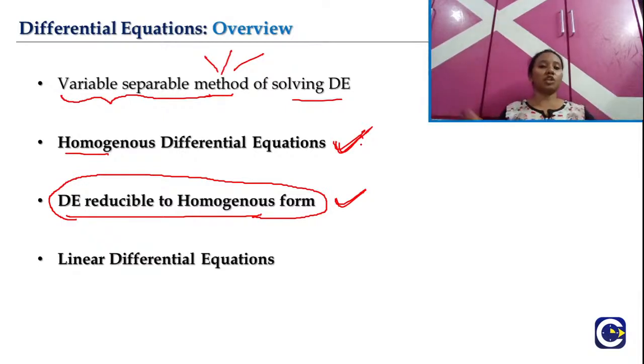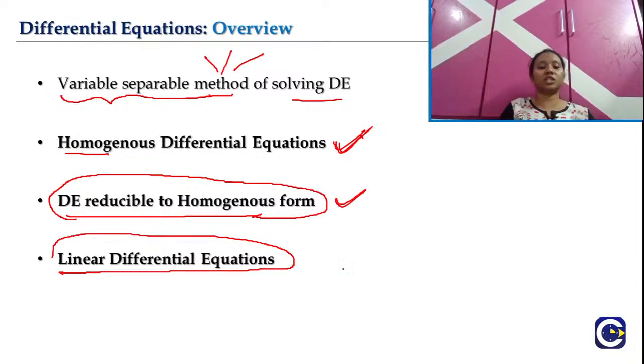The next method of solving differential equations is the method of solving linear differential equations. This will be our third method. Again, before getting into the method, first we have to make sure what the general representation of any linear differential equation is, so that we can identify the linear differential equation amongst the given equations and follow the methodology applicable for it to get solved.